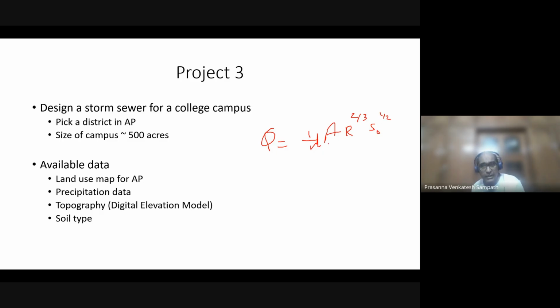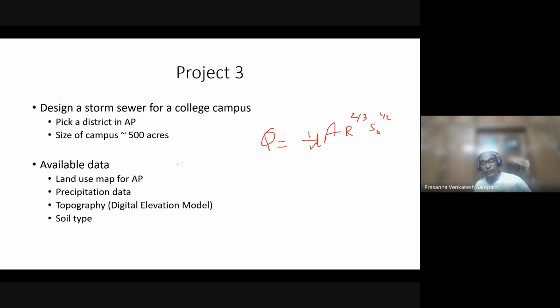Now, N is the Manning's coefficient that depends on the material that is being used for constructing the storm sewer. A is the area of cross section through which the flow is happening in that particular storm sewer. R is the hydraulic radius A by P, you might remember, and S naught is the bed slope of that campus. Now, how do you get bed slope? You will have to use the topography of that particular region. Now, when you pick the location 500 acres, you might have different slopes in different parts of the campus. So you will have to pick the steepest slope somewhere in the campus to find out where the slope will be highest.